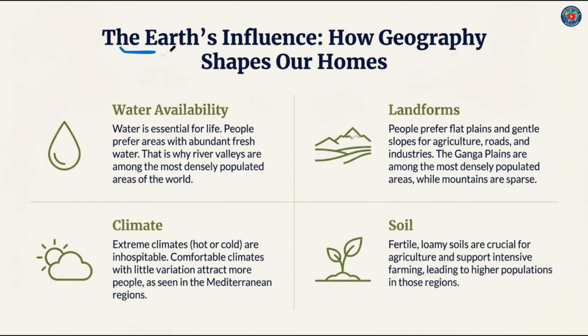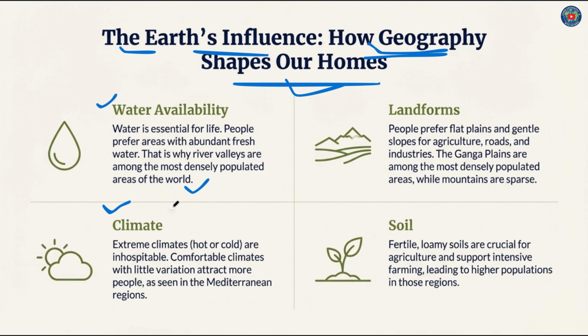The Earth's influence: how geography shapes our homes, that is, the distribution of population. How geography determines the distribution of human population. First of all, water availability. Water is essential for life. People prefer areas with abundant fresh water. That is why river valleys are among the most densely populated areas of the world.